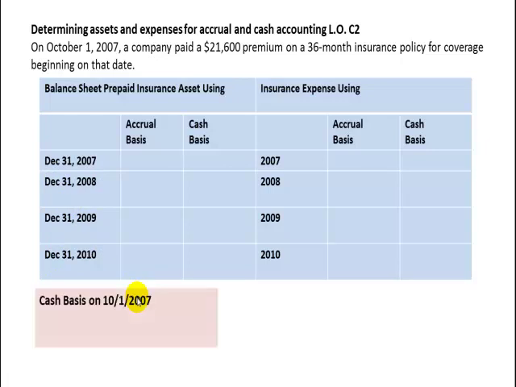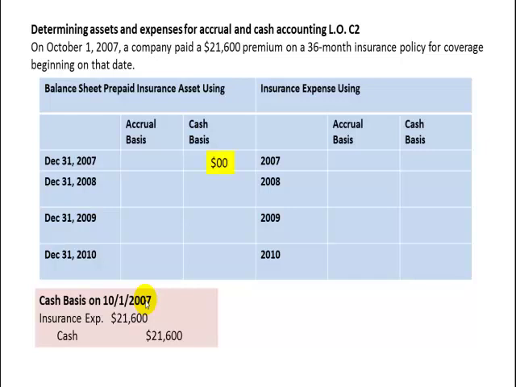Under the cash basis, this will be the easiest. As soon as you spend the $21,600, it's all an expense. So on October 1st, 2007, we have an insurance expense as a debit for $21,600 and a credit to cash for $21,600. So that's what happens as soon as we write the check out.